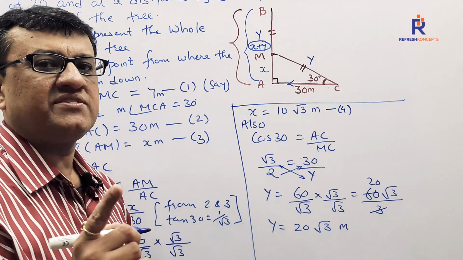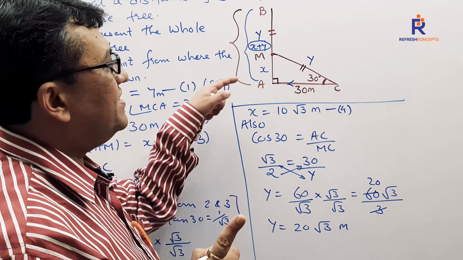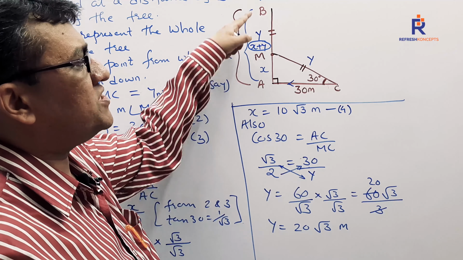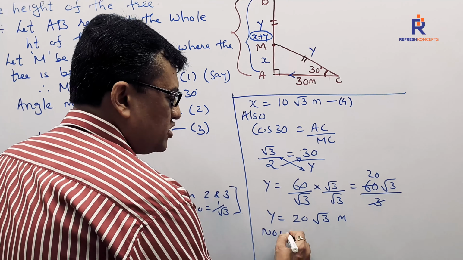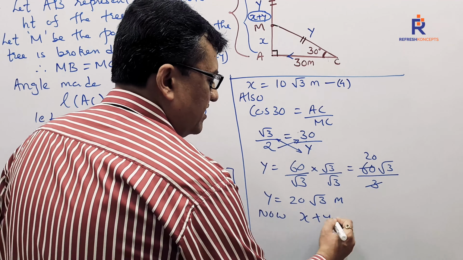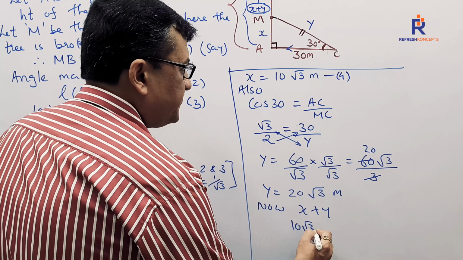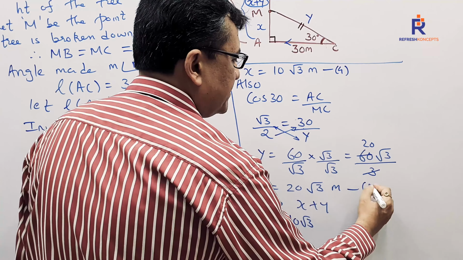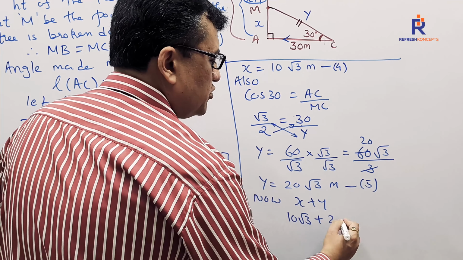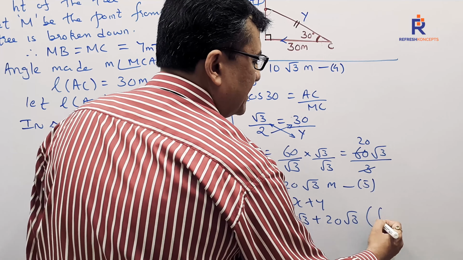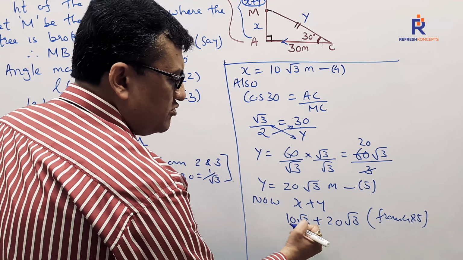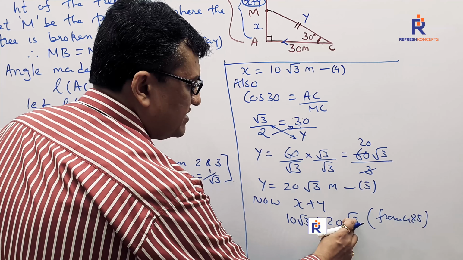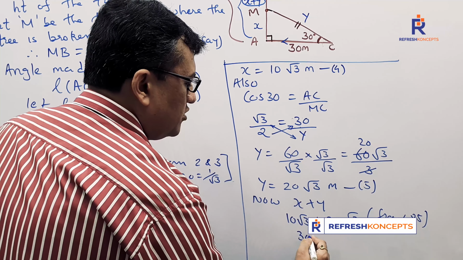Children, we are not done with our sum. Why? It's X plus Y that is the total height. So now what is X plus Y? The value of X is 10 root 3, which was given in 4. Let us give this as equation number 5. Y is 20 root 3. From where did we get this? From equations 4 and 5. How much is that? 10 root 3 plus 20 root 3. Answer is 30 root 3.